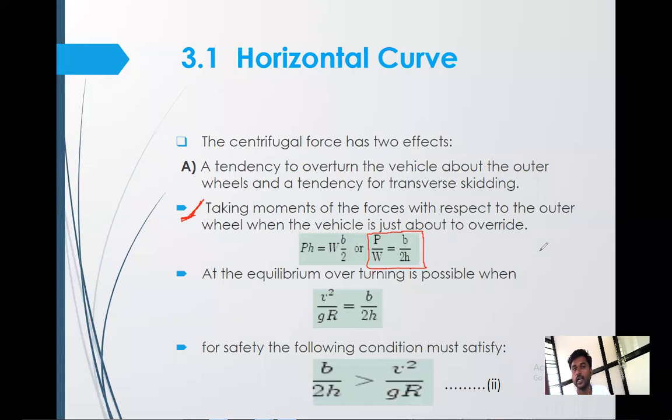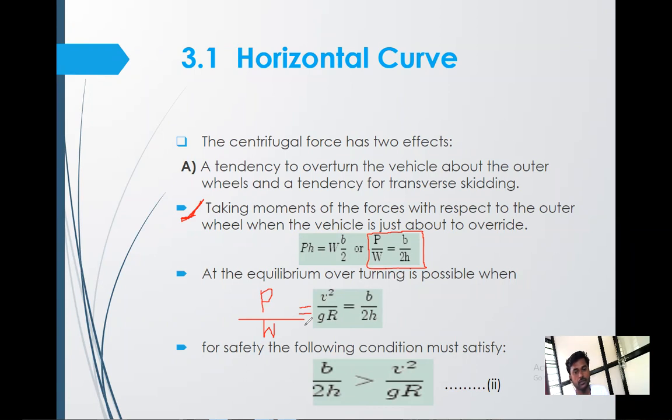What is V square upon GR? It is the centrifugal ratio or impact factor. These names are very important, please keep them in mind. V square upon GR means P by W, which is nothing but the centrifugal ratio, also called the impact factor. P by W is equal to V square upon GR is equal to B by 2H. This is the equilibrium condition when overturning is possible.